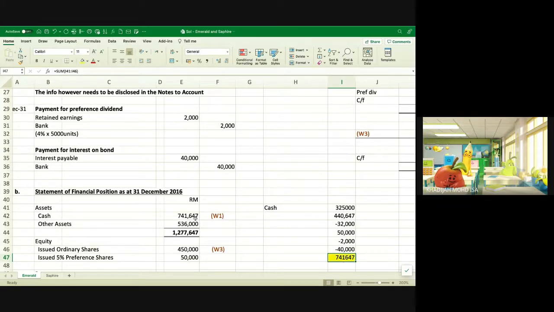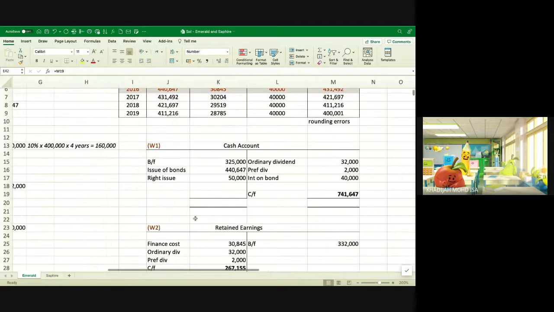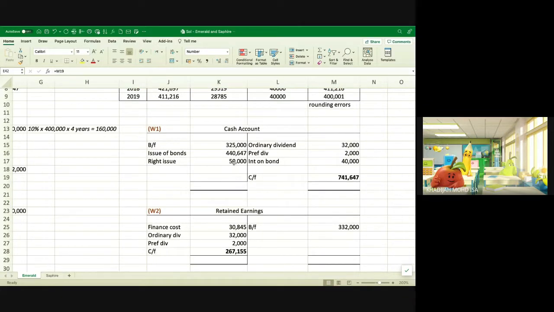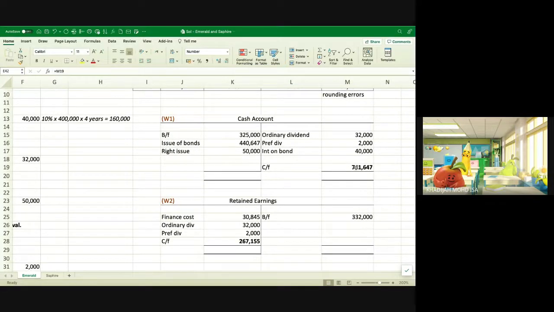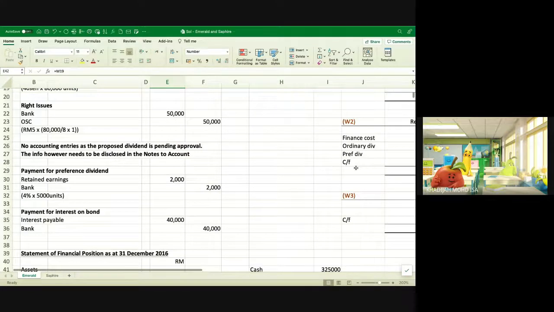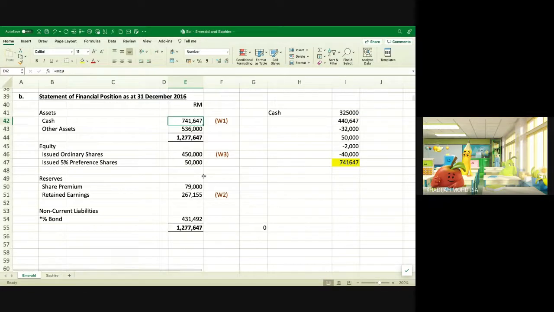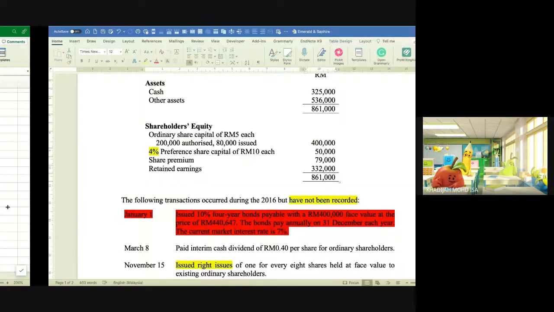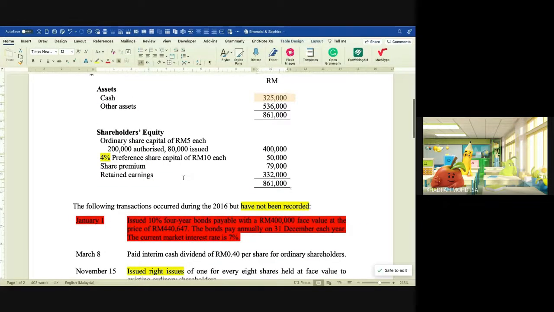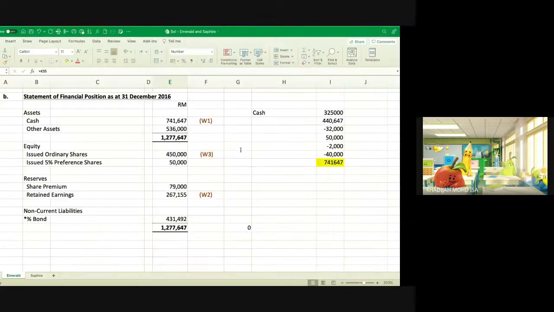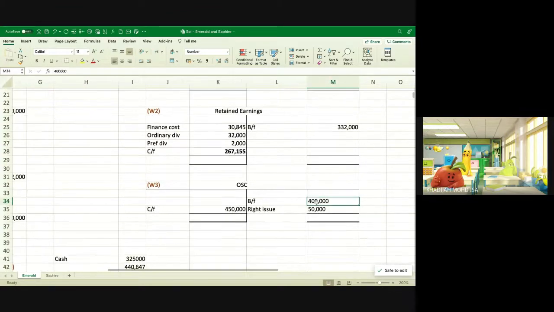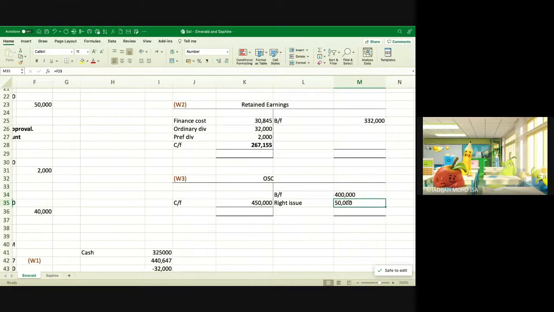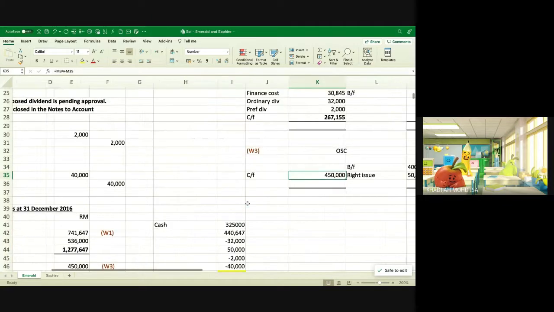There is working here, this is the cash, right? If you open up your cash account, then you have your balance of 741,647 here. And then your other asset, there's no change. Your ordinary share capital, initially how much was it? It was 400,000. So if you open up your ordinary share capital, opening 400,000, and then you have a rights issue of 50,000. So closing figure is 450,000.